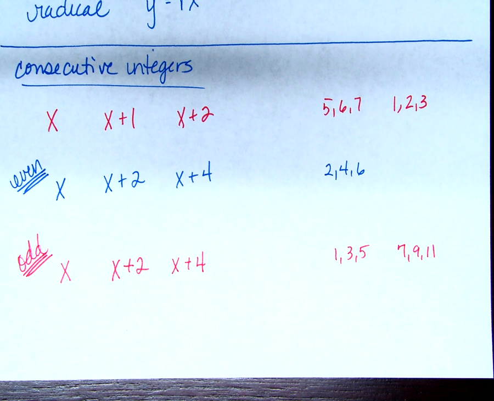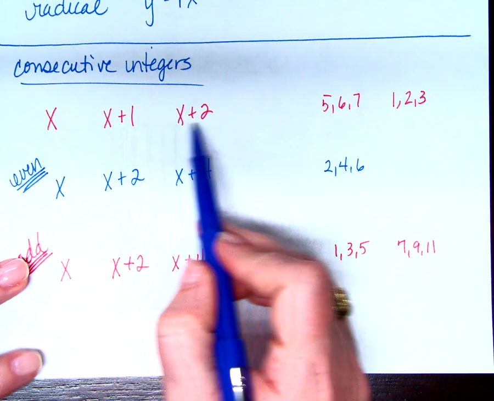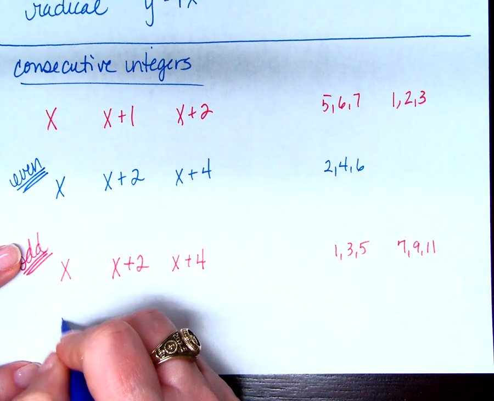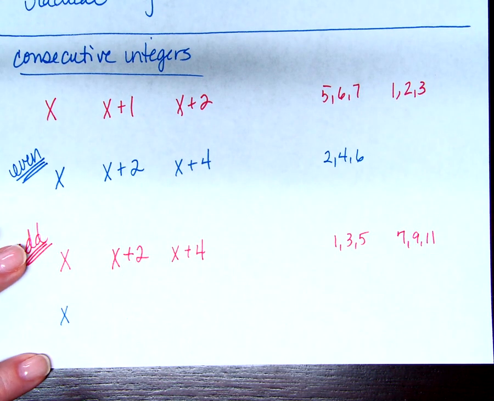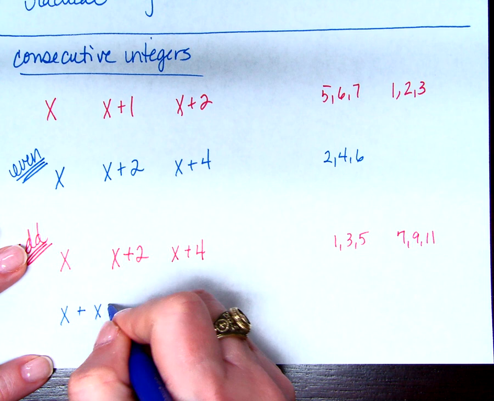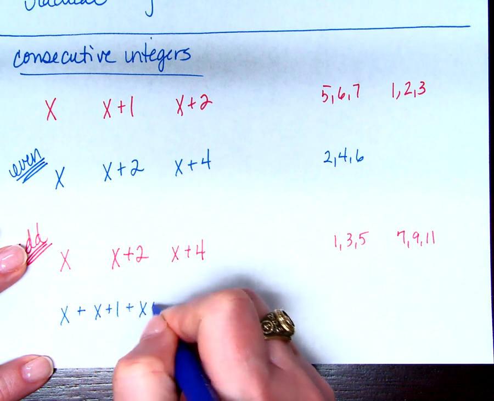Okay? So here's something that might show up. It might say 3 consecutive integers have a sum of 12. Find the integers. Well, this is 3 consecutive integers, right? So if I know the sum is 12, what should I do with these 3 numbers? Yeah, I should add them because the sum is 12.